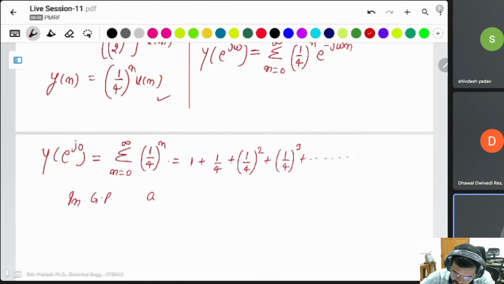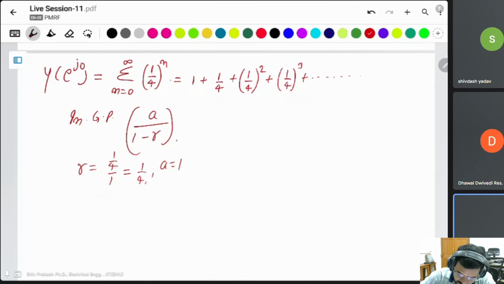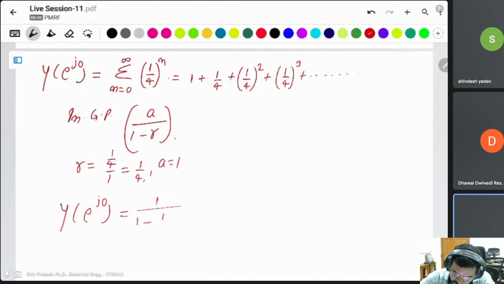It will be a divided by 1 minus r, where a is the starting point and r is the common ratio. The common ratio in this function is r equal to 1/4, and a is equal to 1 in this series. Then you can add e to the power of j0, which is a, 1, divided by 1 minus r, which is 1/4, and this will be 4/3. That is your answer. Simple.